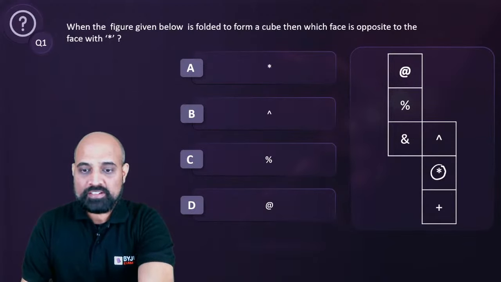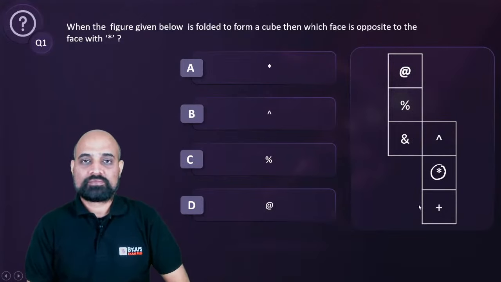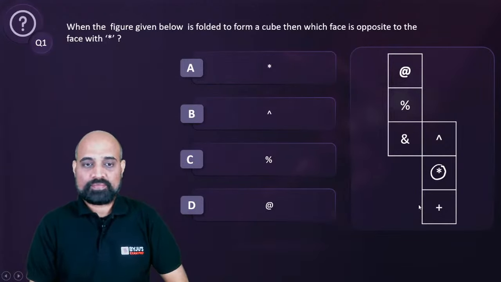Yeah, good evening, Divya. Good evening, Varun. Divya, it's going to be easier or of the same level? So what will be the answer?